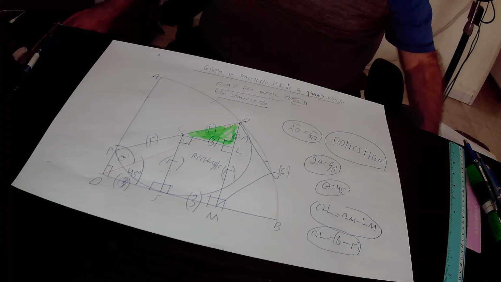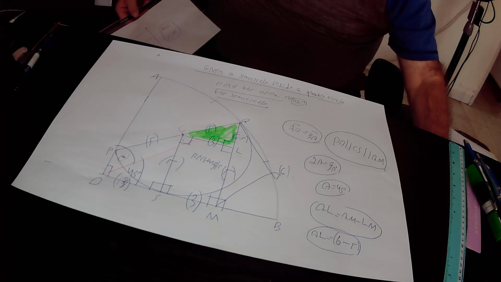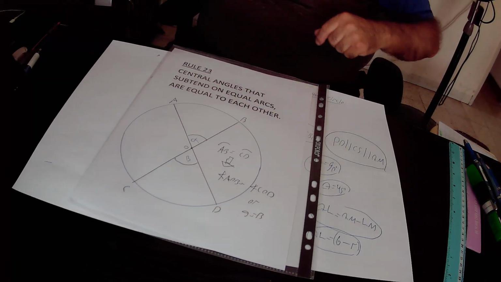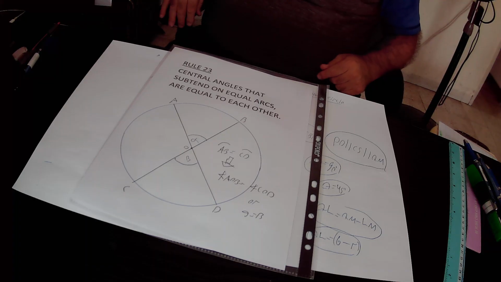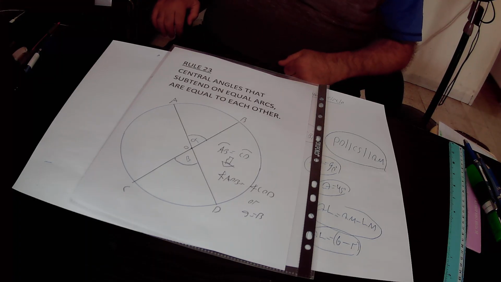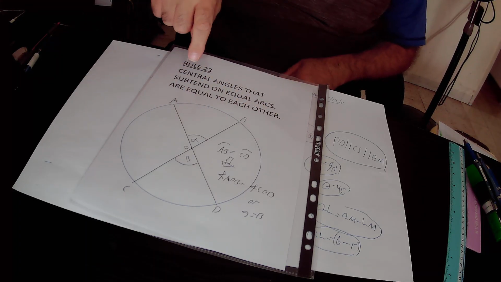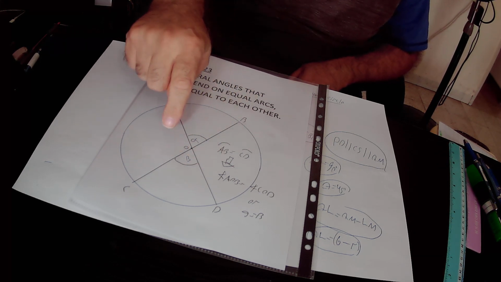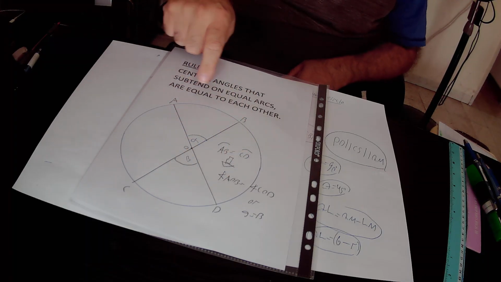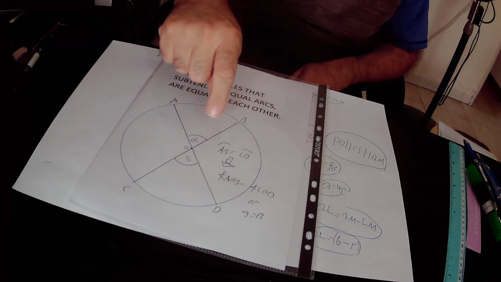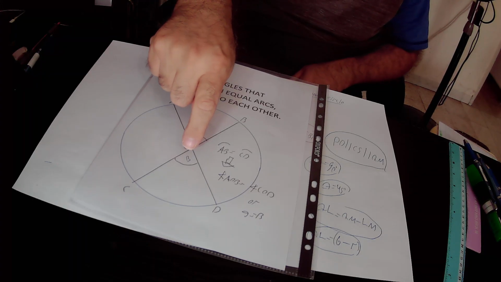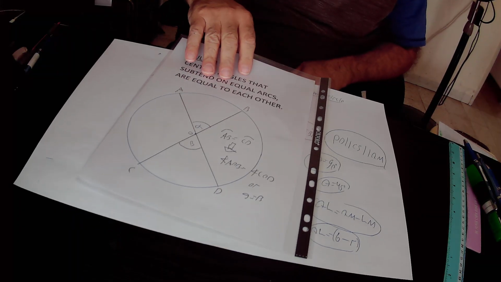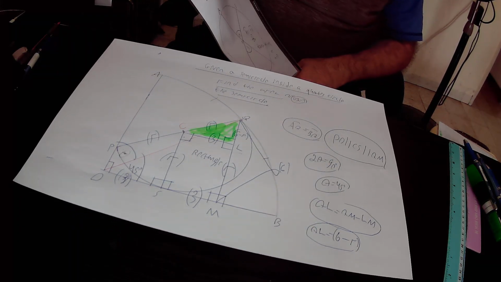According to rule 23, center angles that subtend equal arcs are equal to each other in their sizes. Say we have a circle. This is center angle AOB that subtends arc AB. Likewise, this is center angle COD that subtends arc CD. If arc AB equals arc CD, those two center angles must be equal to each other in their sizes. That is to say, alpha equals beta. So I can implement rule 23.